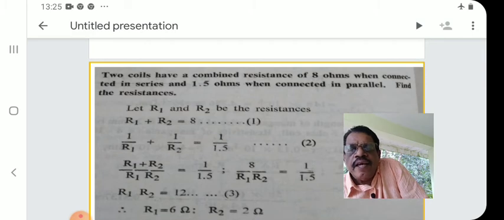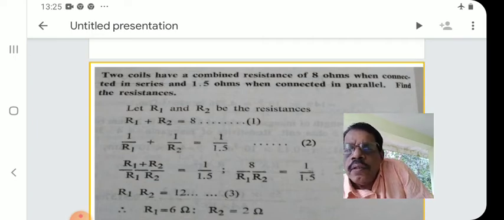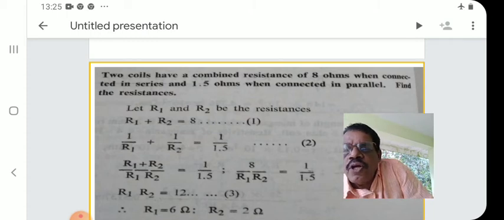Two coils, let R1 and R2 be the resistances. In series, the effective resistance is 8 ohm. In parallel, the effective value is 1.5 ohm. We have to find R1 and R2. We apply the series formula. That is, in series, R1 plus R2 is R. That is, R1 plus R2 is equal to 8.